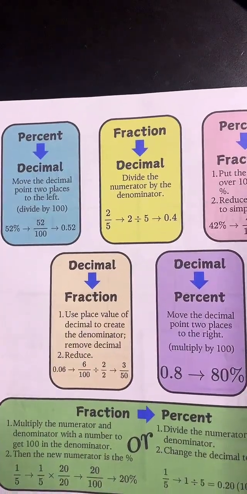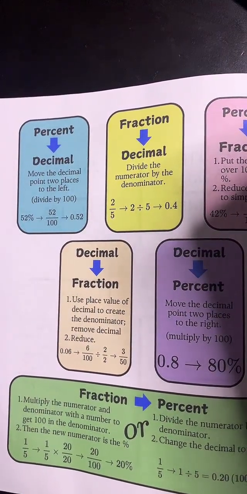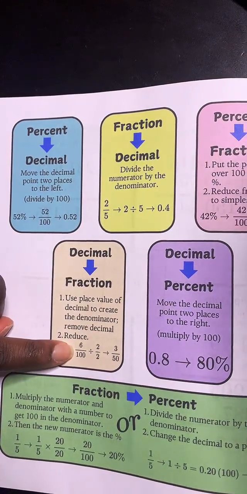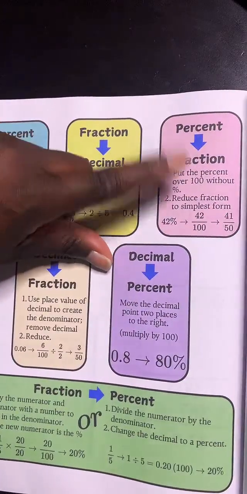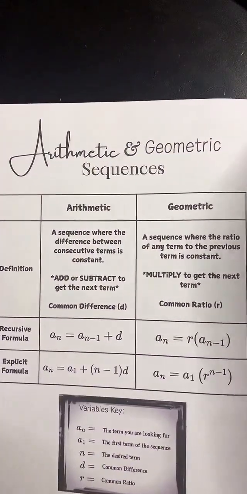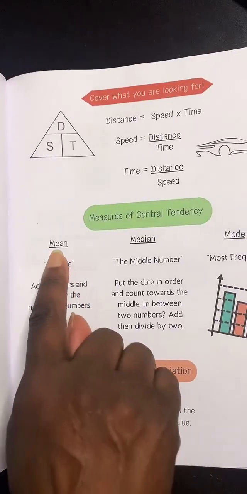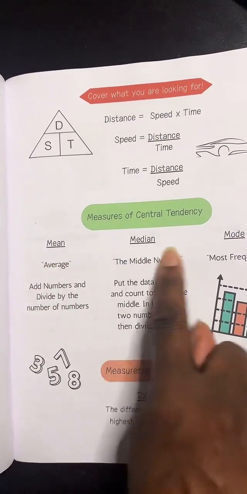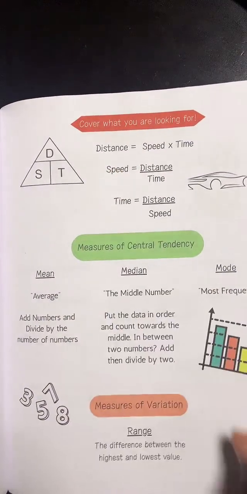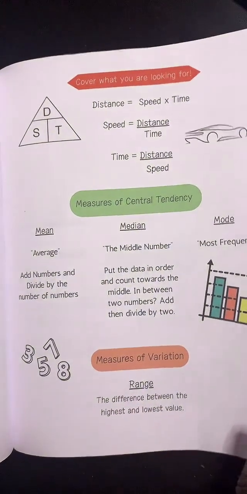We have percentages, all the referencing from one to the other, because sometimes we get things mixed up, especially with decimal to fraction and percent to fraction. A lot of people generally get those mixed up. Then you have your arithmetic and your geometric sequencing. Here is one from my friend, I think it was Queen, that went mean, median, and mode. It gives you the reminder here. Also distance, speed, and time, as well as the measure of variance, so that's range.